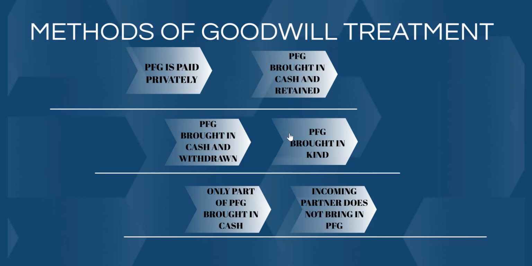Fourth case, premium for goodwill is brought in kind. Fifth case, only part of premium for goodwill is brought in cash by the incoming partner. And the final case, when the incoming partner does not bring in premium for goodwill. We'll start with the first case, which is premium for goodwill is paid privately.